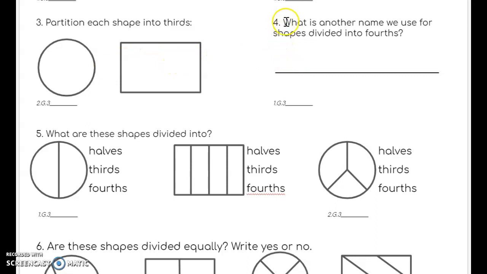Now for number 4, it says, what is another name we use for shapes divided into fourths? There's a name that we use instead of fourths sometimes that means fourths. What is that word that we use sometimes? Remember, we are not looking for correct spelling. I need to see what you can hear in the word. Write down the sounds you hear for your word. It does not count for spelling, so just try the best that you can. Another name for fourths on this line. If you need more time to write, please pause.